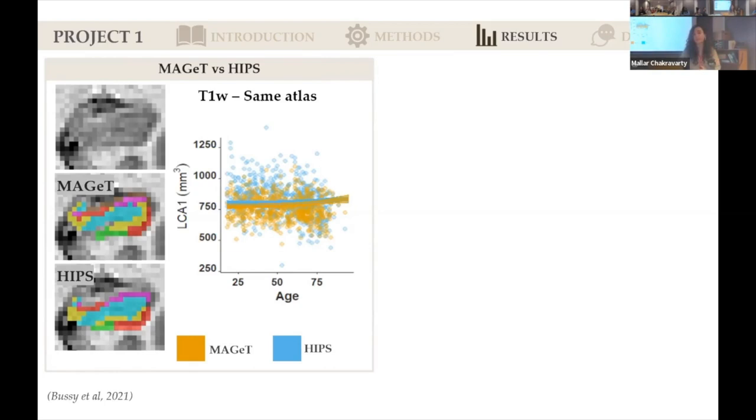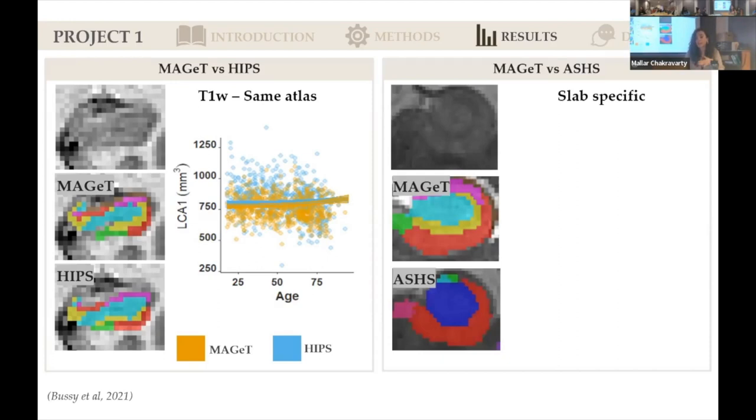We also wanted to compare MAGeT Brain versus ASHS, which is another segmentation protocol, specific to the slab images, because MAGeT Brain was originally not designed to perform on slab images. So we wanted to just make sure that MAGeT was not biased against it. Here, as you can see in these 2 images, we're not using the same subfield definition.